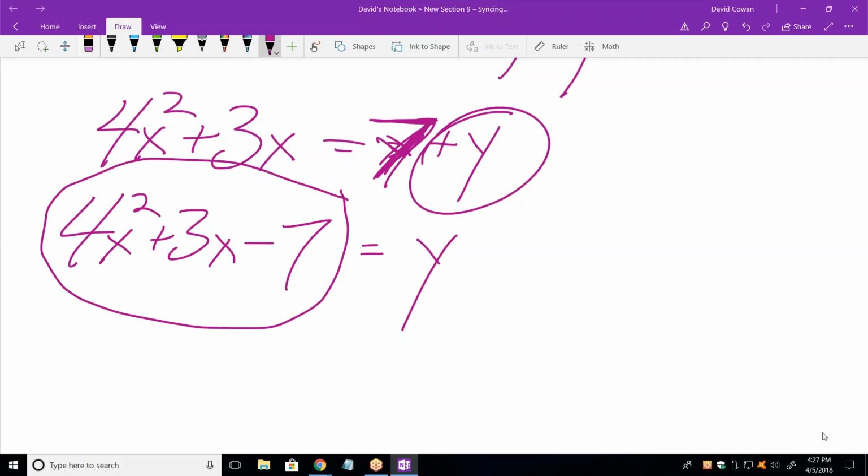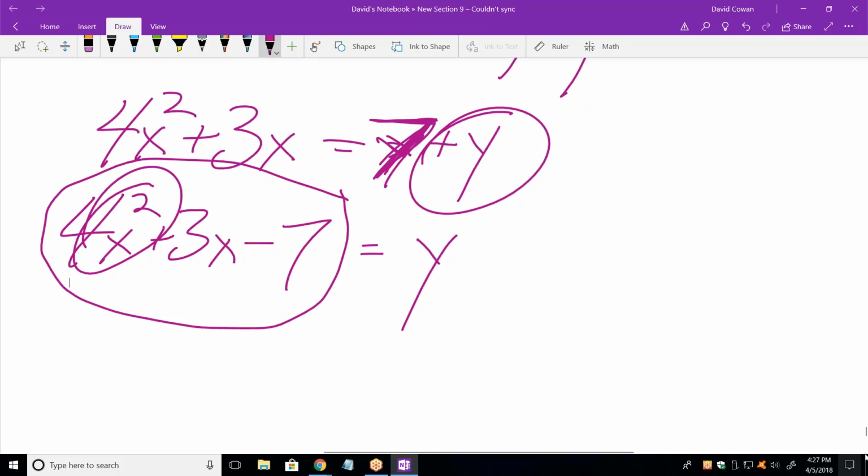Does it ask you to, or does it just ask you what type of function? It just says indicate whether its graph would be a line or parabola. Yeah, okay. So the moment we see x squared, we know parabola. So on to the next question.